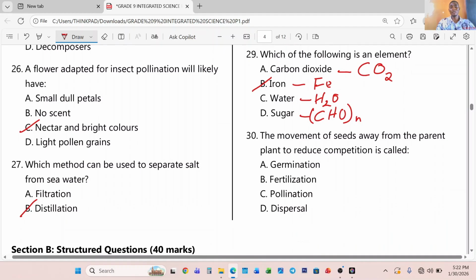Question number 30. The movement of seeds away from the parent plant to reduce competition is called, we have germination, fertilization, pollination, and dispersal. So the correct answer to this question is dispersal, where seeds move away from the parent plant and they end up growing in different parts or different areas. So this process is what we call dispersal.